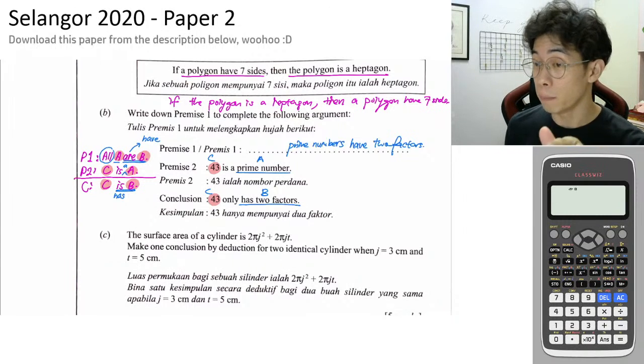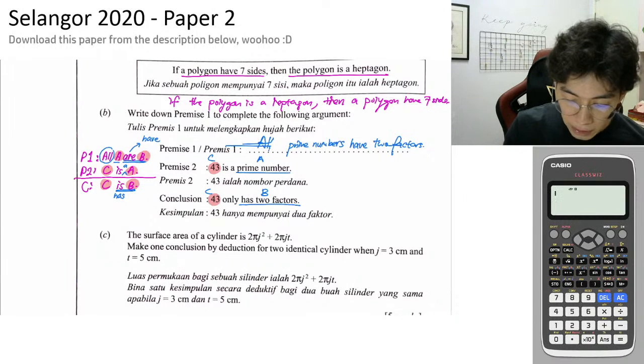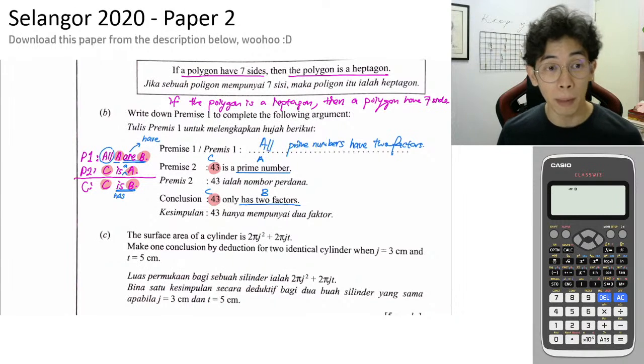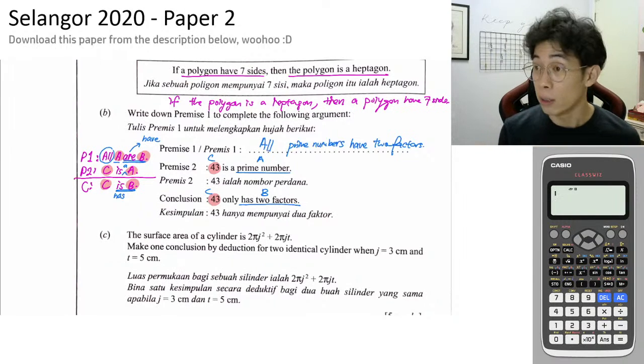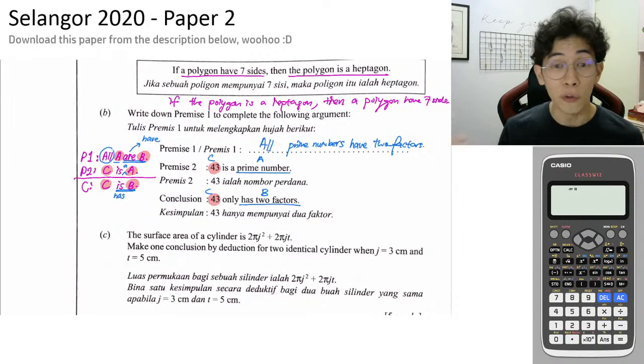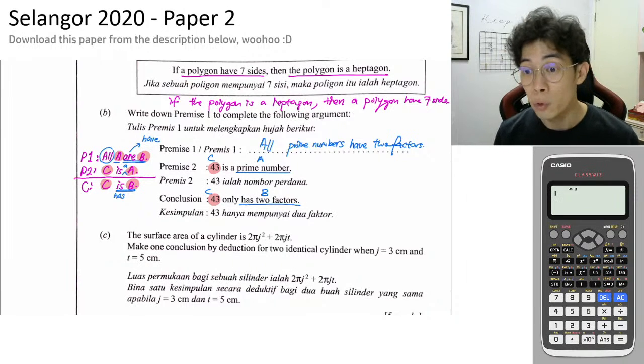The reason being, because your premise 1, you have to put the word "all". Everyone, it's a pattern. Do you notice I don't even want to tell you what the prime number is, what the factors are? I'm trying very hard to use the trick to fit them in. So that's how you settle this question.